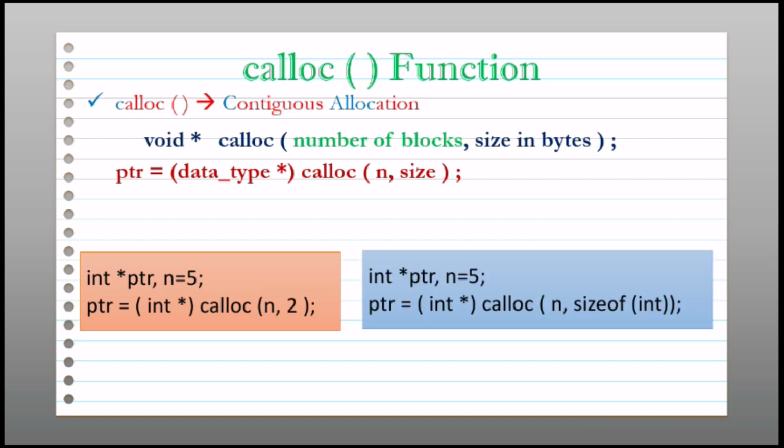So the same example we can write in this way. The sizeof function gives the size required by the integer no matter which compiler we are using. So suppose the compiler takes 2 bytes for each integer, then sizeof int will give the result 2. And suppose the compiler takes 4 bytes for each integer, then sizeof int will give the result 4.